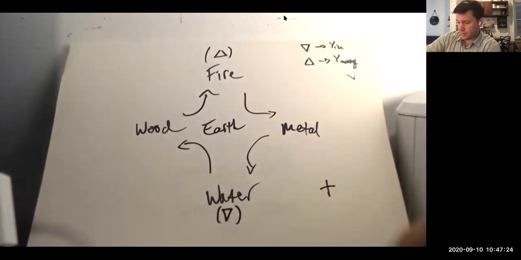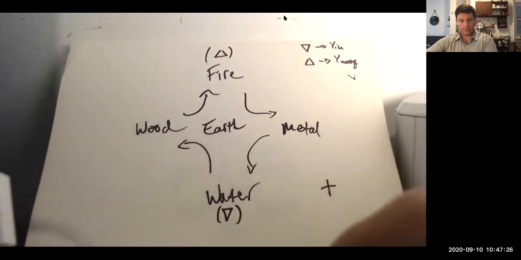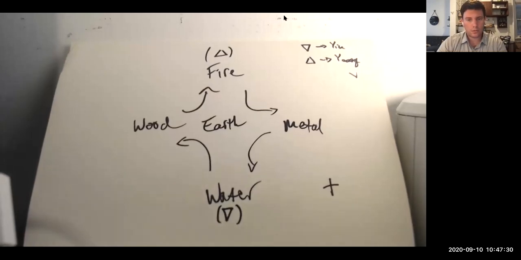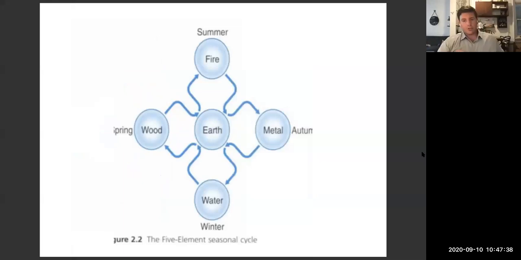Actually, let's simplify this a little bit further. Let's see what we got. Yeah, okay. We'll come back to my drawing in just a second. So this is how Maciocia presents it. Same idea. He's got his squiggly lines a little bit more complicated. He talks about this as the 5 element seasonal cycle, but he mentions it as the celestial cross as well.